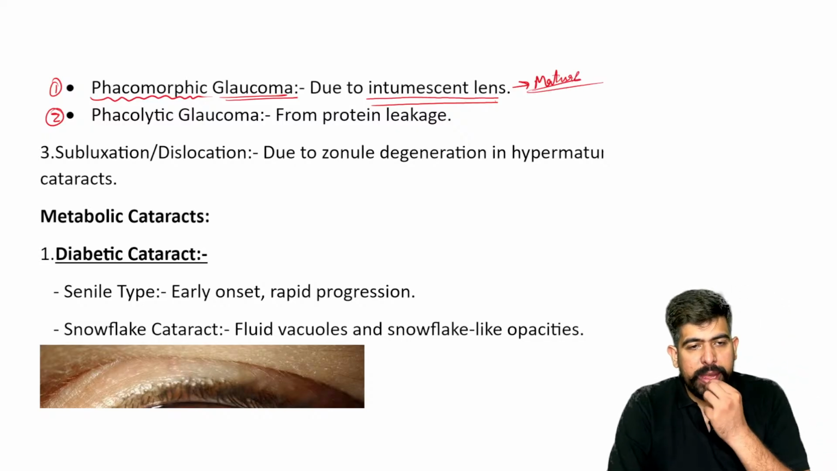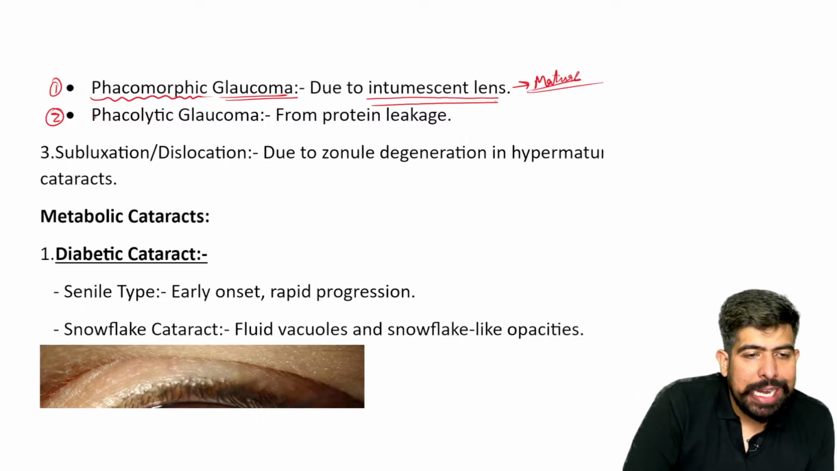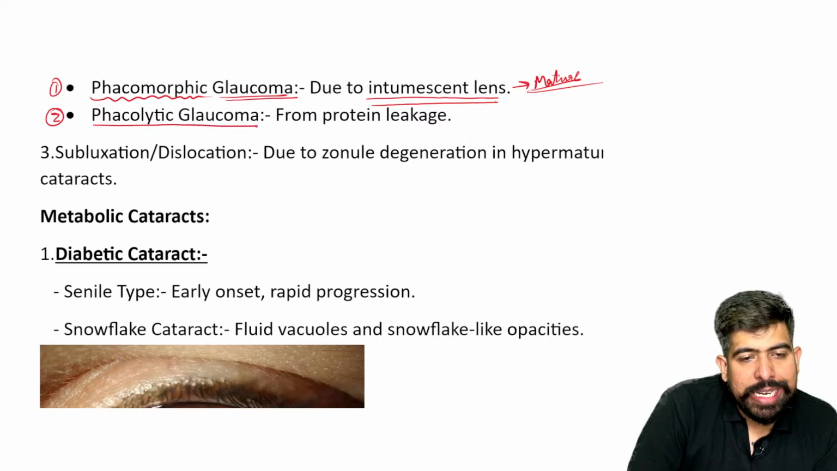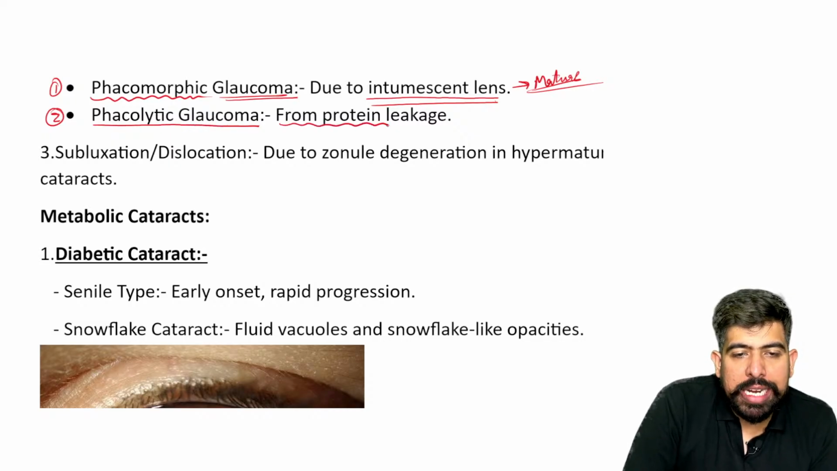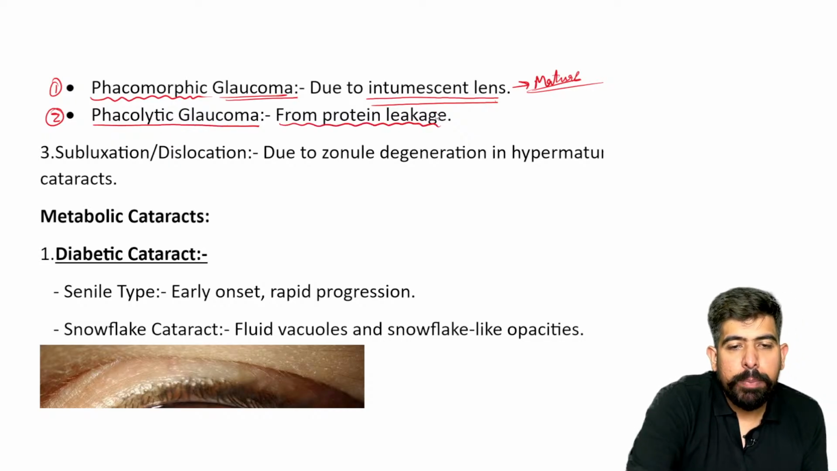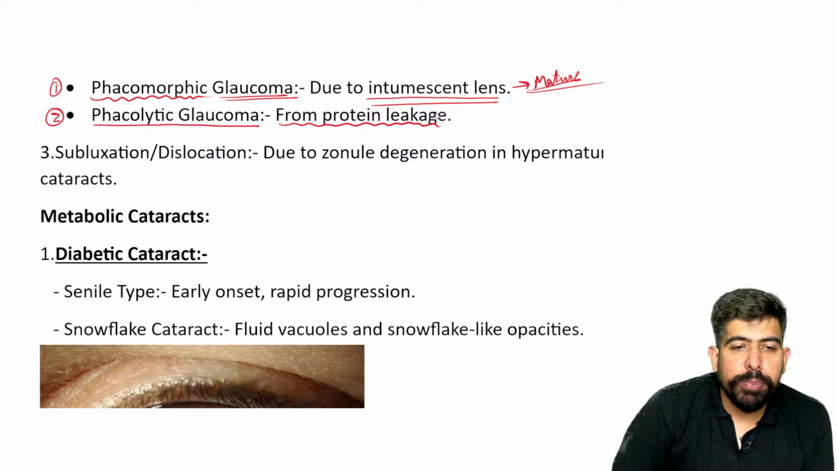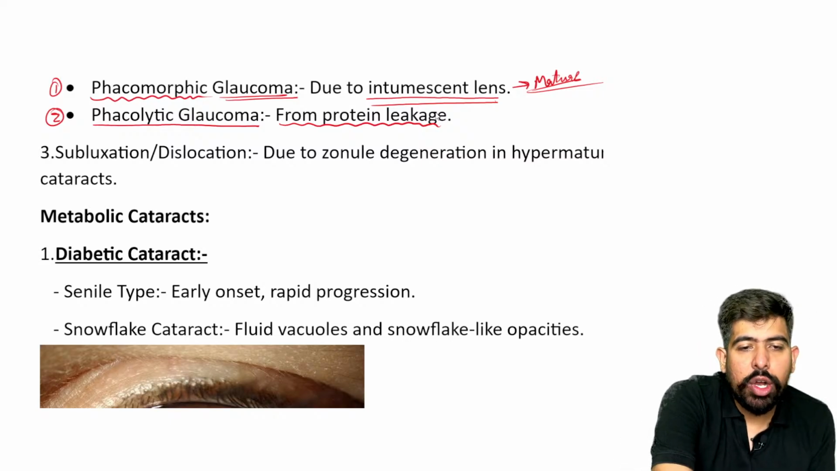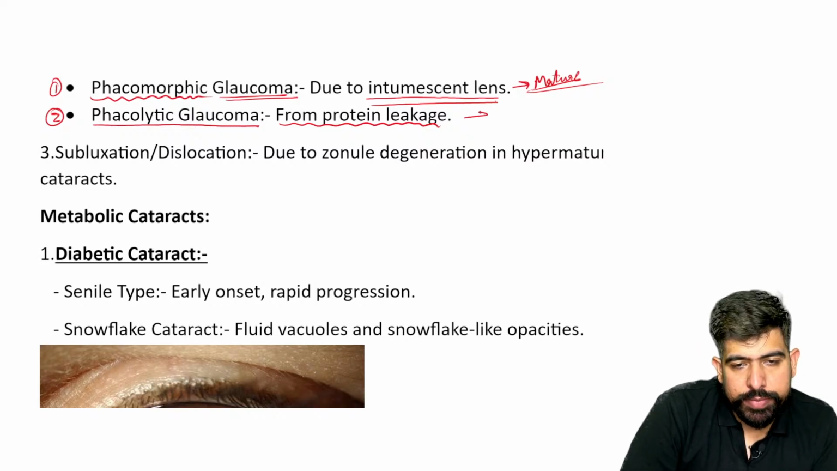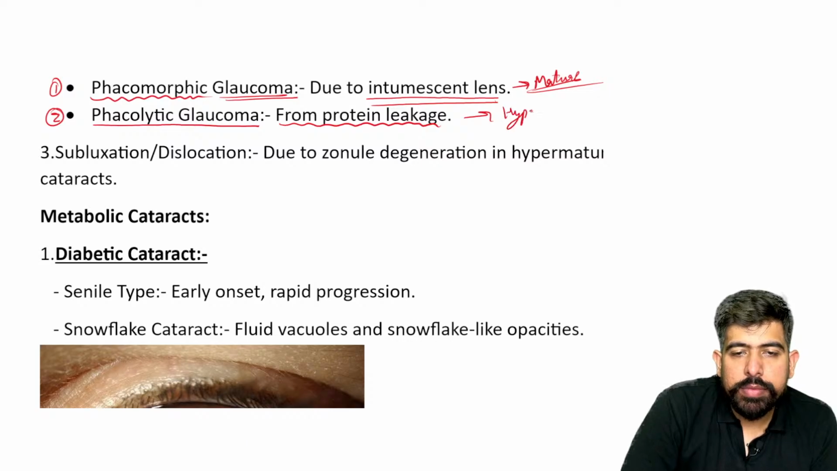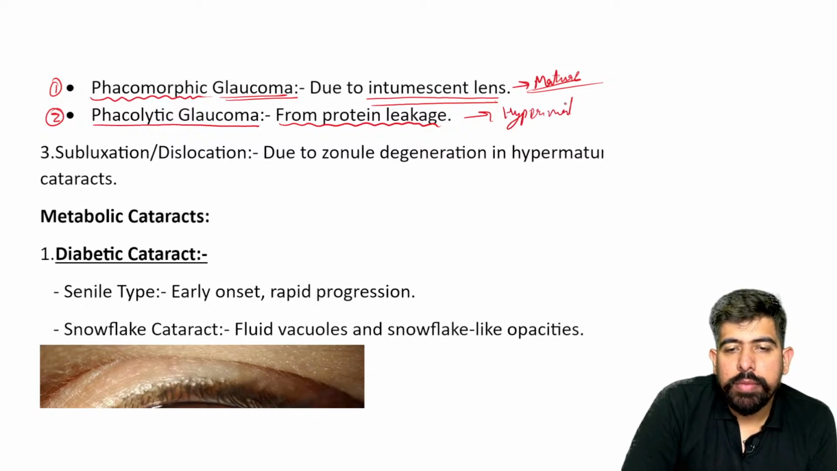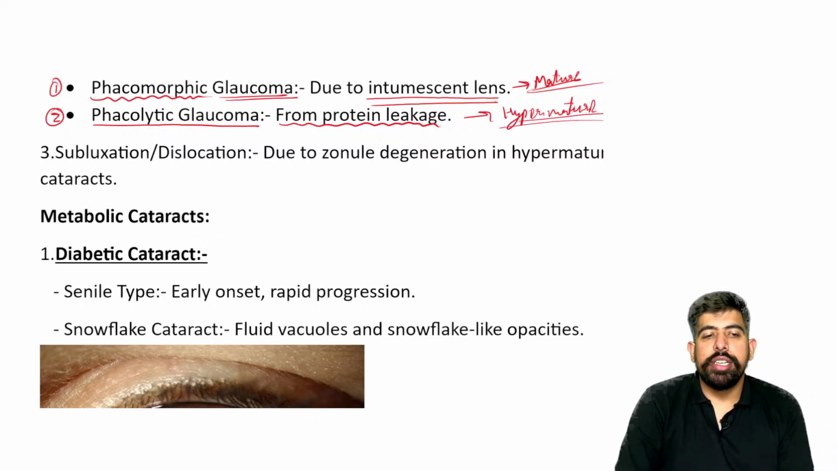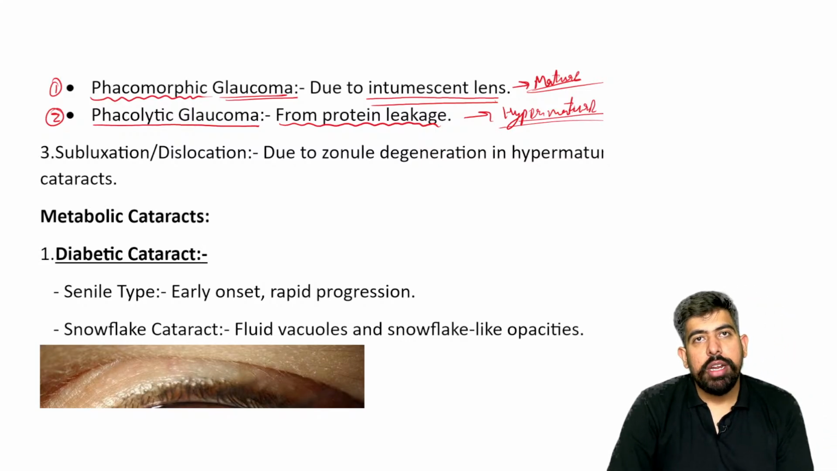Okay, that is why they are mature cataract. And if I'm talking about phacolytic glaucoma, this is from the protein leakage. This is always from your protein leakage, and the protein leakage will be seen in your hypermature cataract.